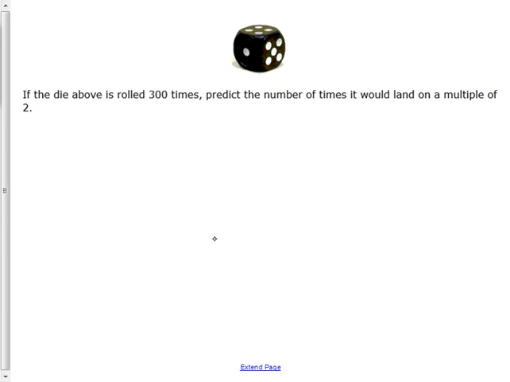All right, if the die above is rolled 300 times, predict the number of times it would land on a multiple of 2. Okay, so if it's rolled 300 times, that's a total. So I'm going to say that's on bottom. Predict the number of times it would land on a multiple of 2. Okay, so my multiples of 2 are 2, 4, and 6. So that's 3. All right, and my total down here is going to be 6 because it's a 6-sided die.